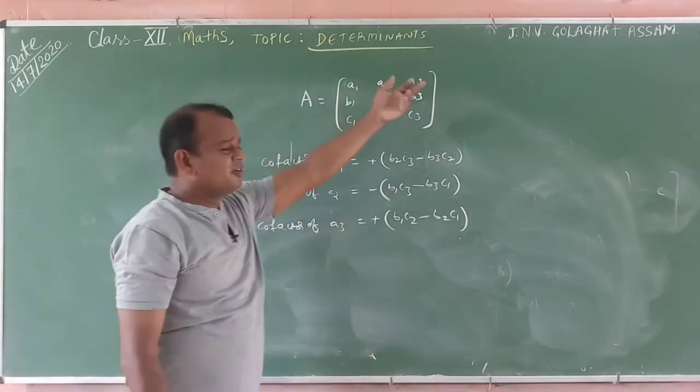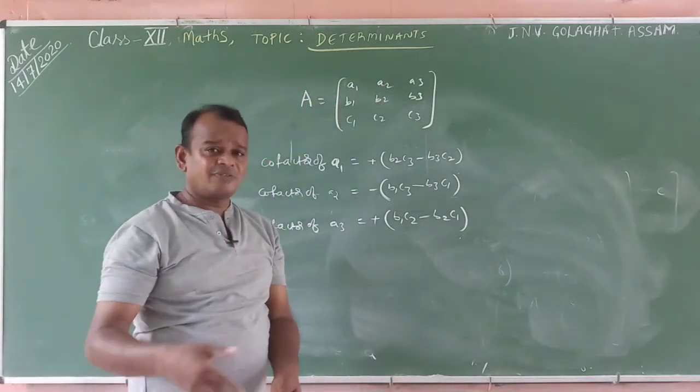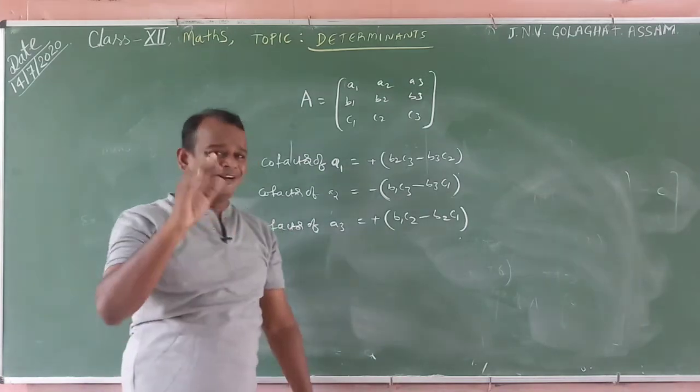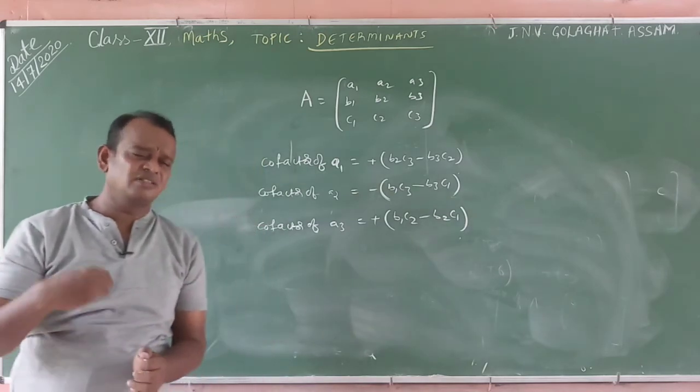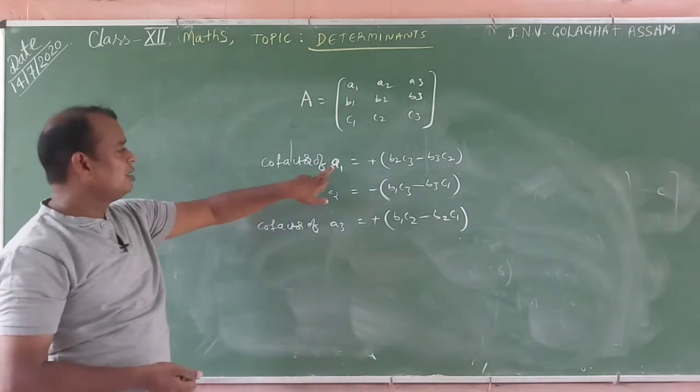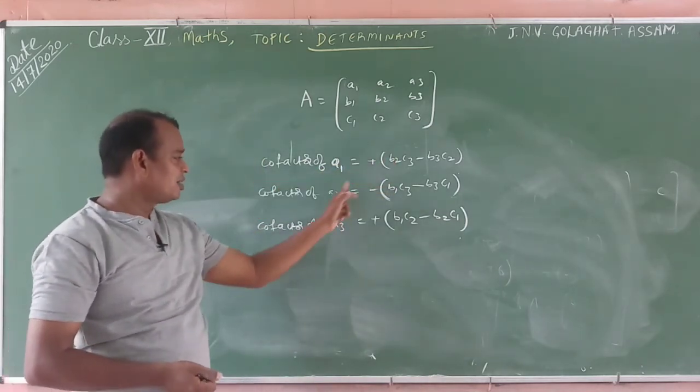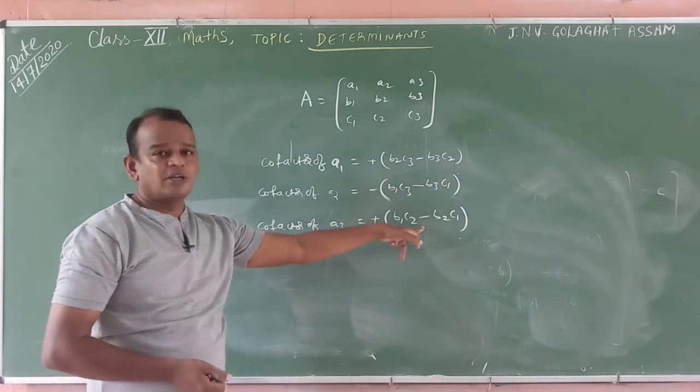This is the first row. We will take the first row, second row, third row, or first column, second column, third column, whichever we may take. Now we can find the corresponding cofactors. You will easily find the nine elements' cofactors. This is the element's corresponding cofactor. This is the element's corresponding cofactor. This is the element's corresponding cofactor.